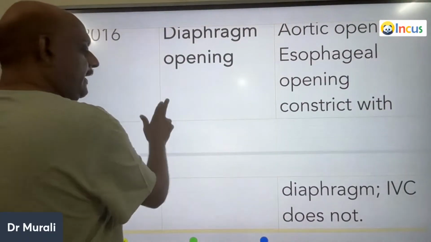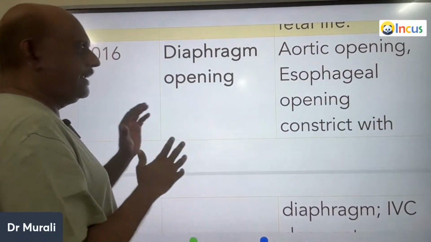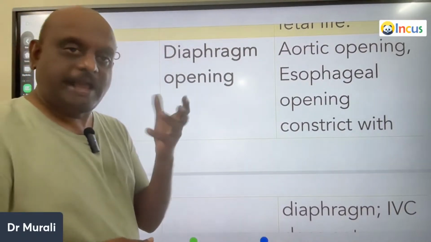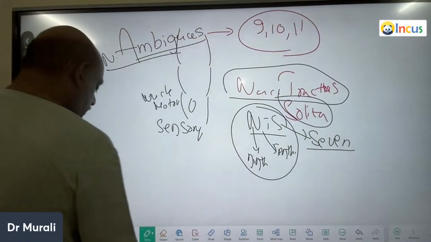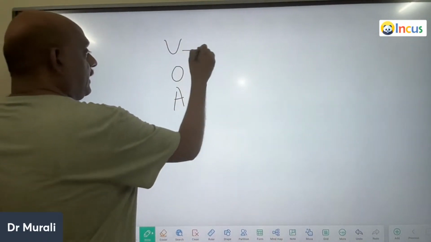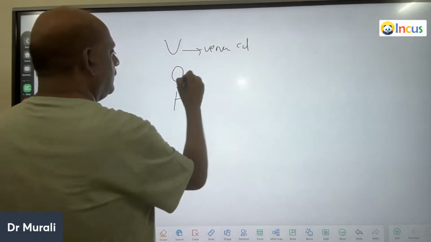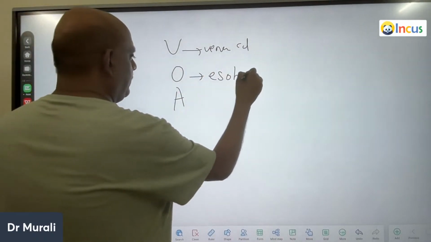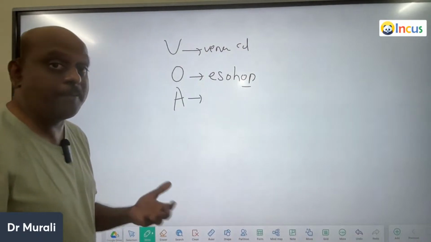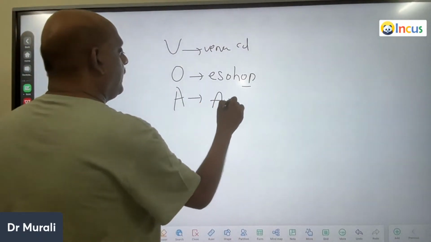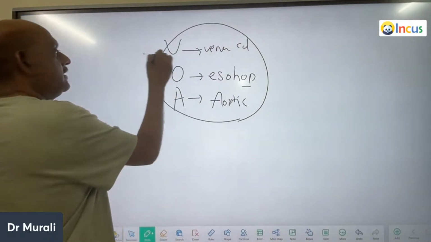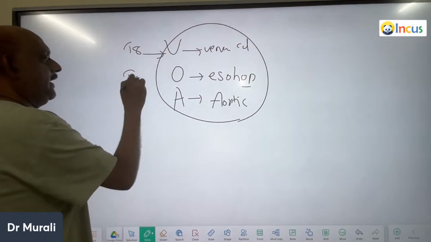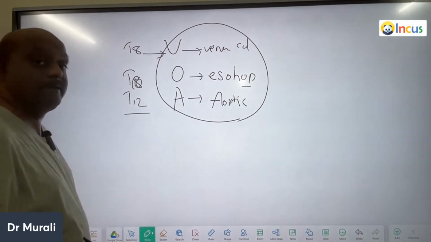Now, typically, if you look at the diaphragmatic openings, Voice of America, what is that, doctor? Voice of America is what you need to remember. VOA. Vena caval opening, esophageal opening, aortic opening. The third is aortic opening. This is at the level of T8, this is at the level of T10, this is at the level of T12.